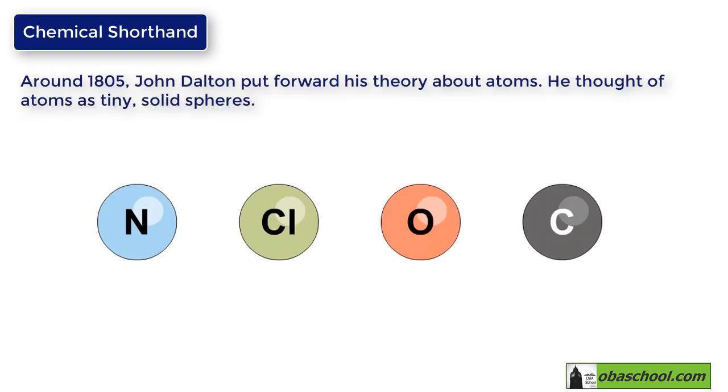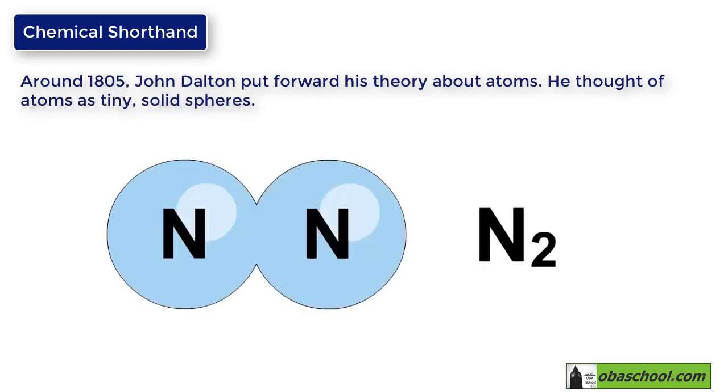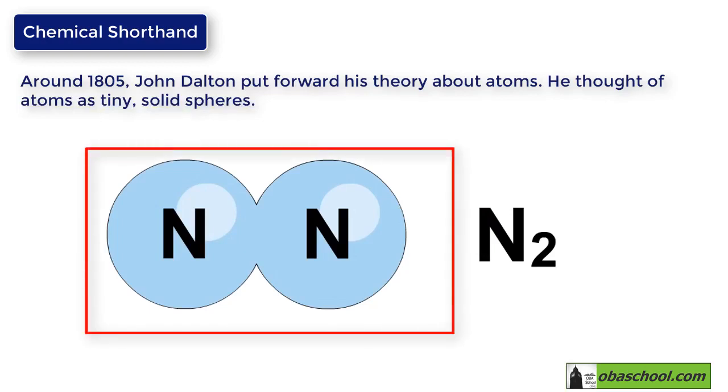There's nitrogen, chlorine, oxygen, and carbon. You can represent them as a sphere, and in the sphere, you write the symbol of the atom. When the atoms bond to each other, they join together in molecules. Chemists can also show this in their shorthand. For example, this is a nitrogen molecule, which is N2, so you can see two N atoms joined together.